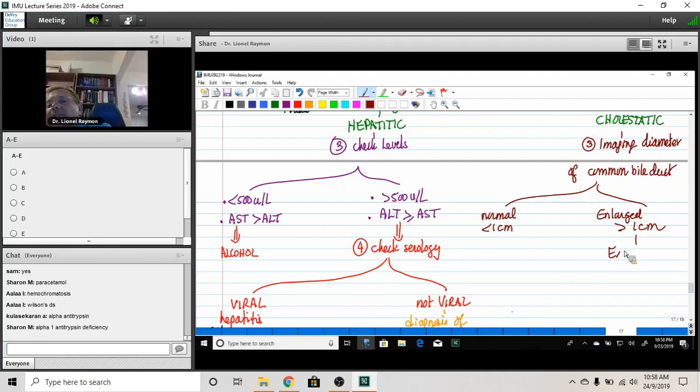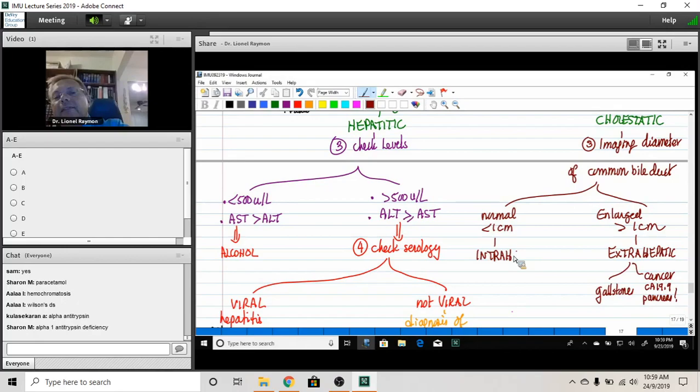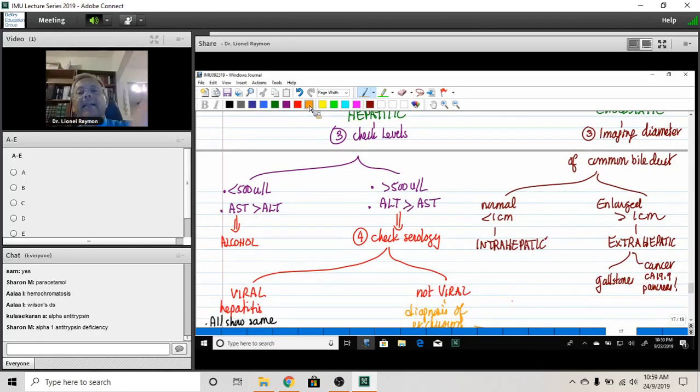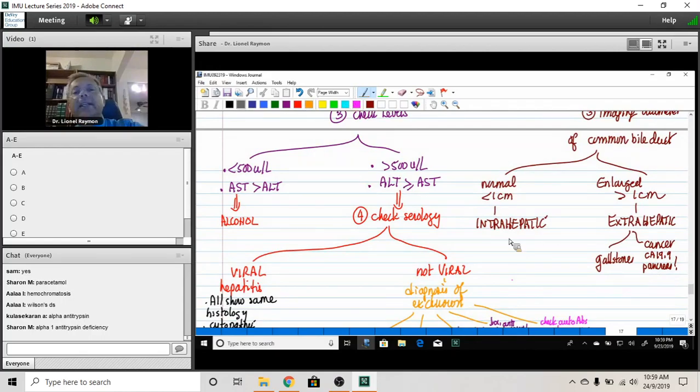If it's normal, then it would have to be intrahepatic cholestasis. And there your best bet is going to be to check for antibodies. So check for AMAs, because if it's positive, it's PBC. If it's negative, it's not PBC. So what could it be if it's not PBC?